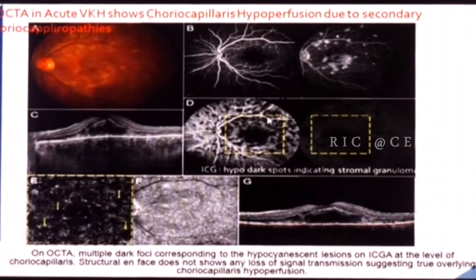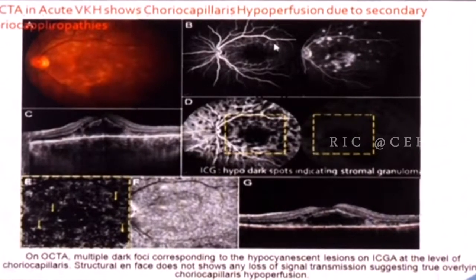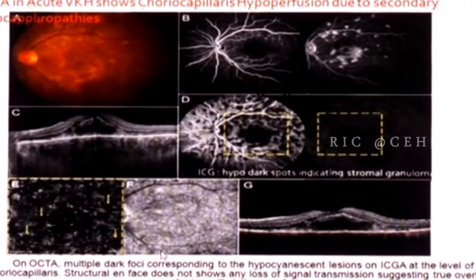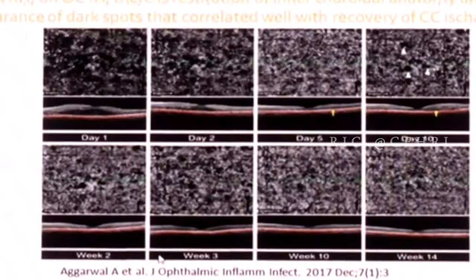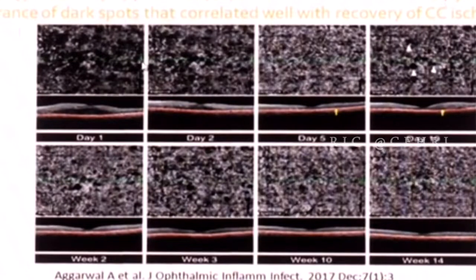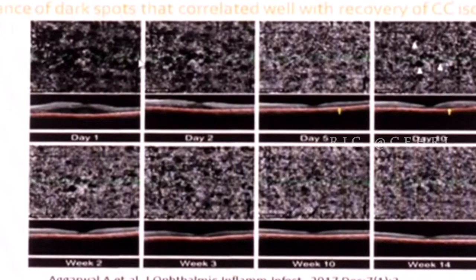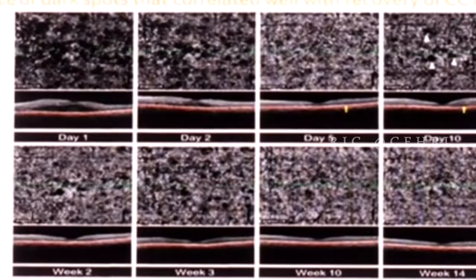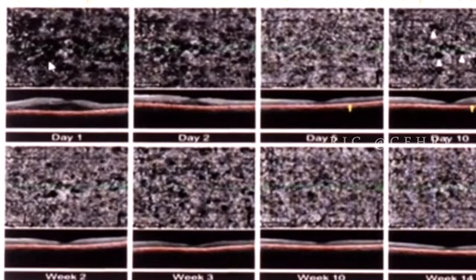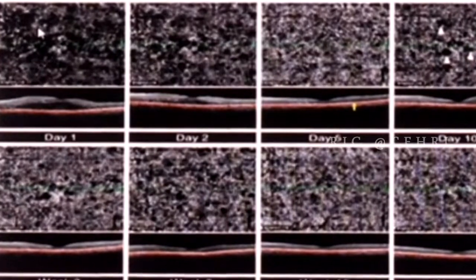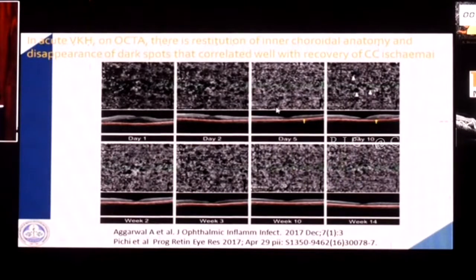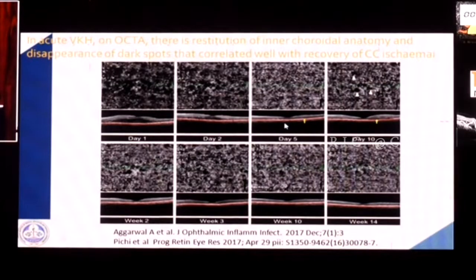You want to give them steroids, get rid of these granulomas, and you would see that on OCT, they will disappear, on OCT angio as well. Now, I would show you an example of a case of VKH on OCT angio. This is day 1 when you see a lot of these hypospots, which are indicative of underlying stromal granulomas. You give IV methylpred, and by day 5, the vision is back.